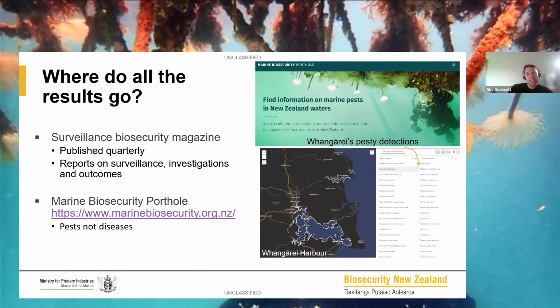On the Marine Biosecurity Portal, feel free to go on there and have a play. We have a relatively new map, the marine pest by location map. If you're interested in a specific location, it's very easy to use, and you can get a list of species that have been detected from those areas. So you have the scientific name and the common name there.